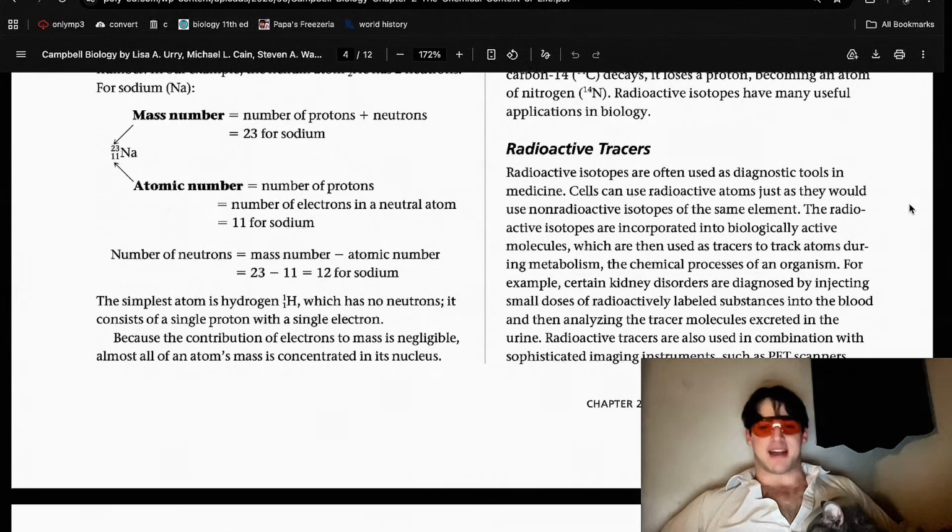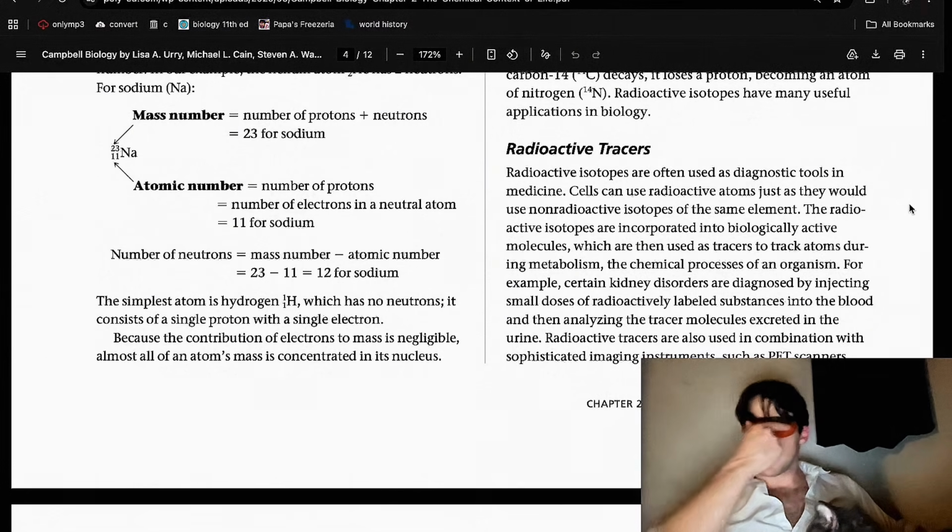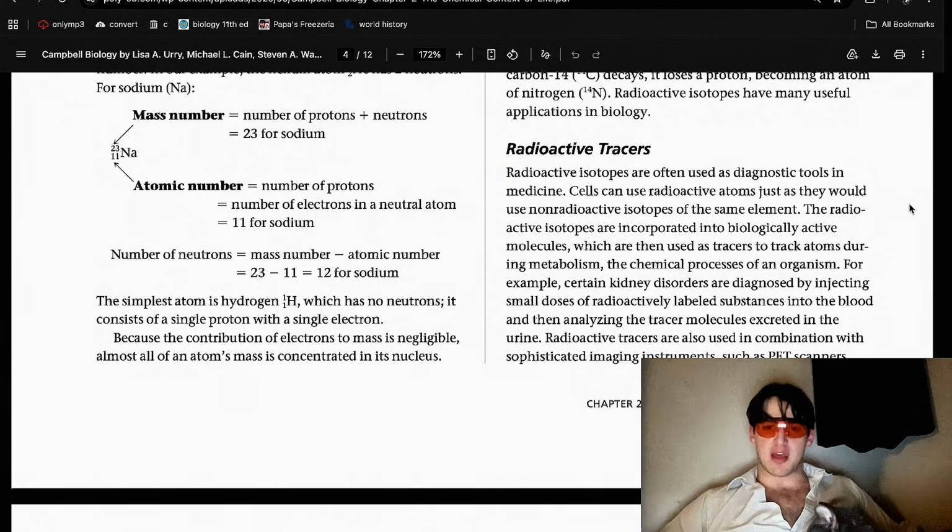The radioactive isotopes are incorporated into biologically active molecules, which are then used as tracers to track atoms during metabolism, the chemical processes of an organism. What does that mean, bro? Can we just back this whole thing up? This is confusing me.